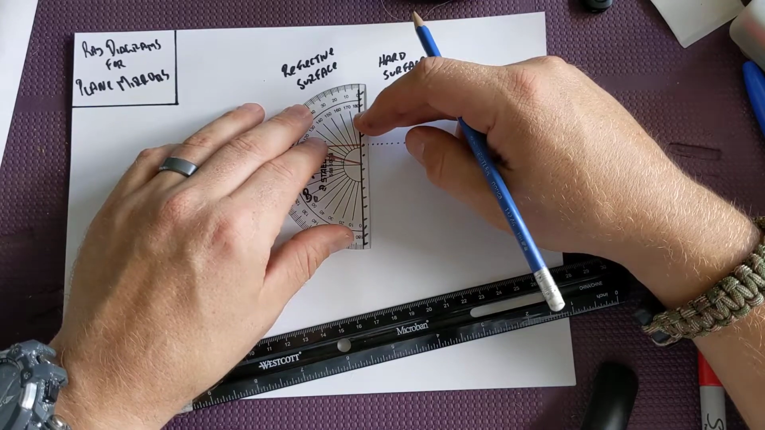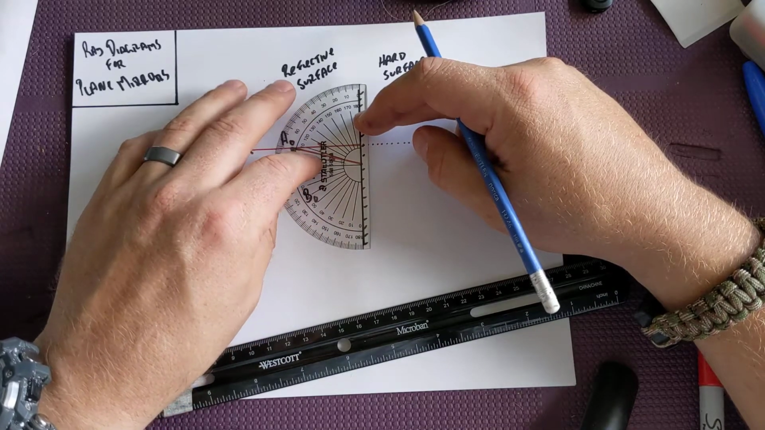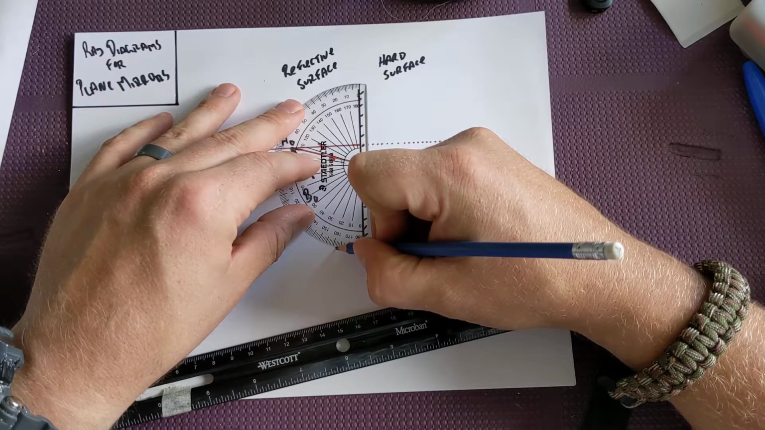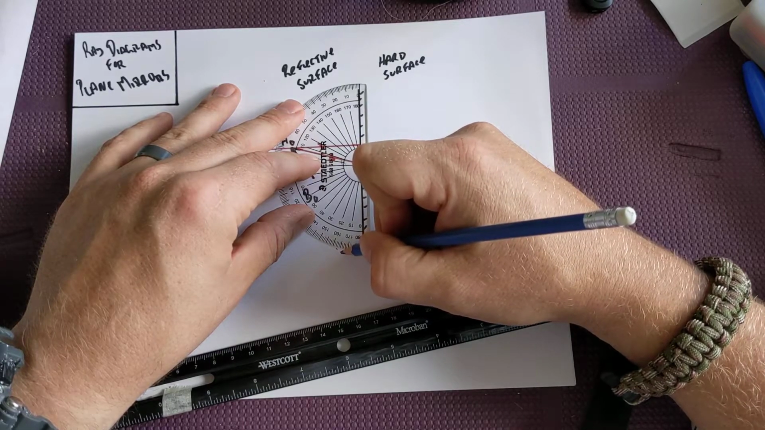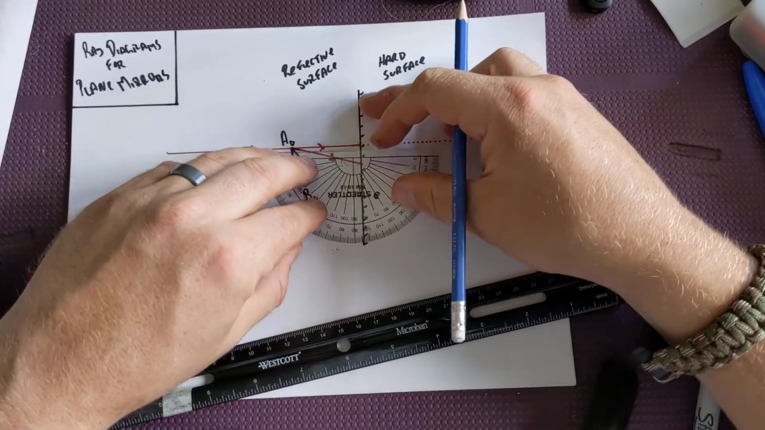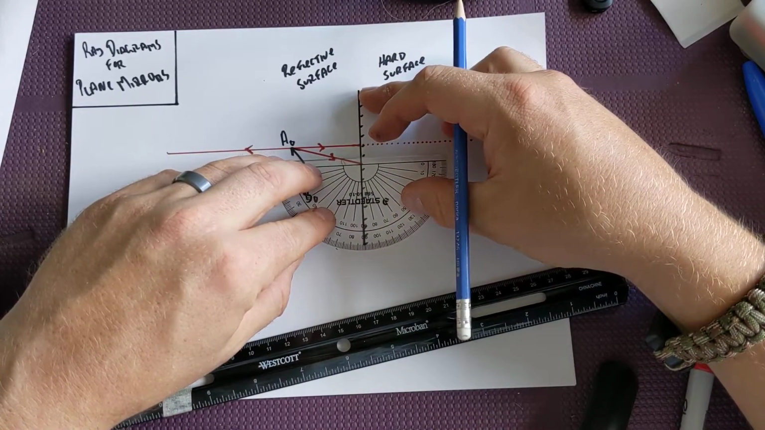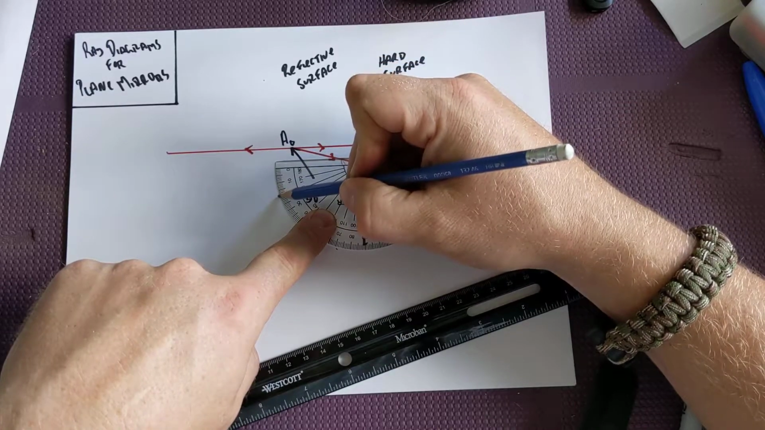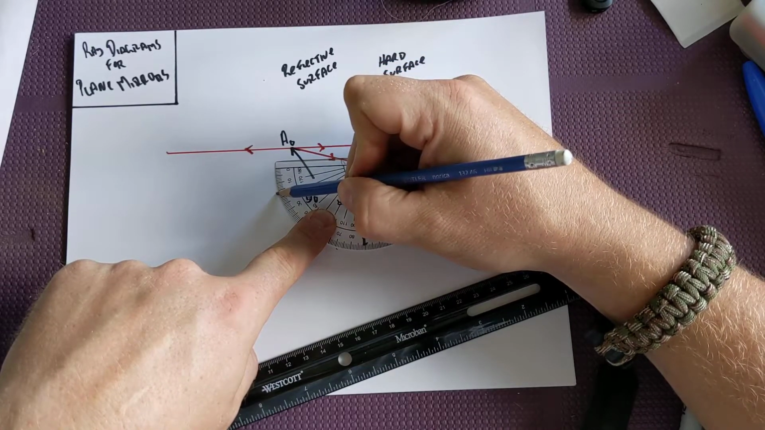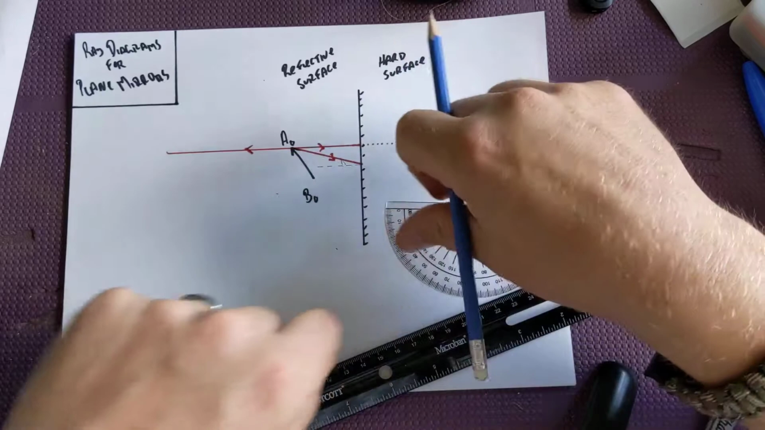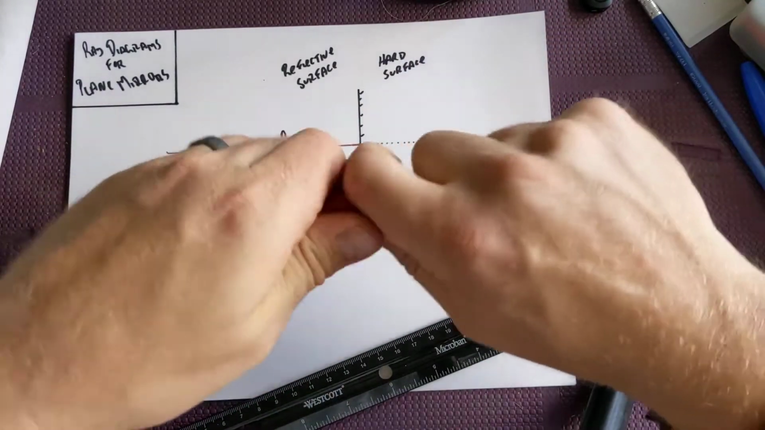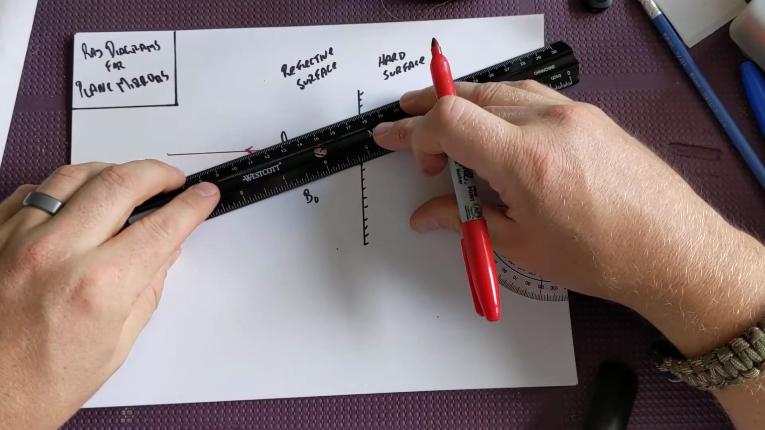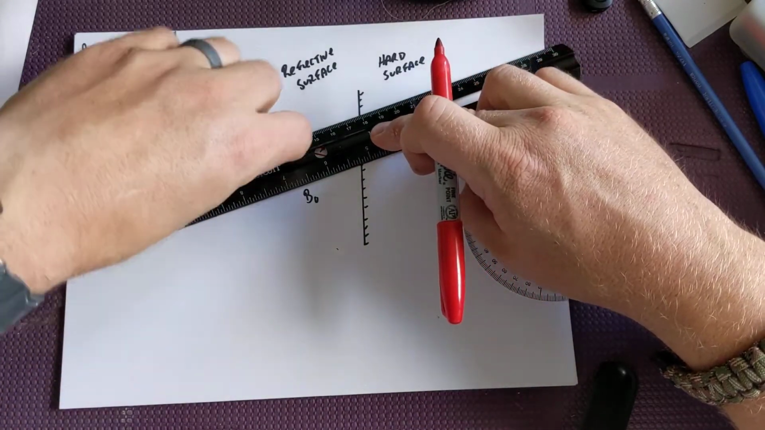That means from here, it's going to be also 18, oh, no, my bad. 18 degrees. So about here. Then we're going to take our ruler and a red marker and draw the ray.